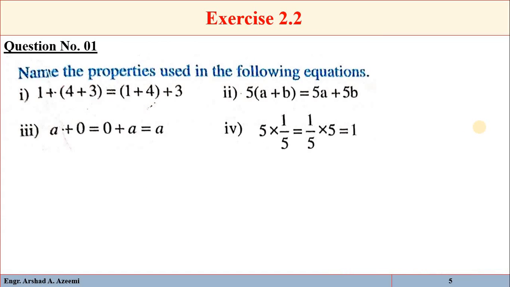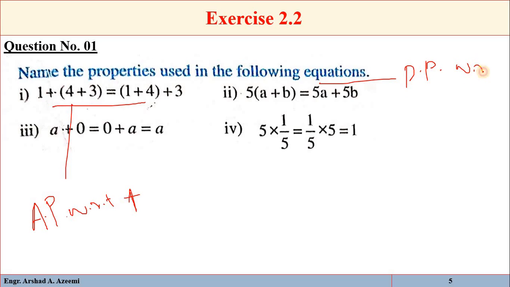Okay. Now let's come to the solution of exercise 2.2. Question number 1 is: name the property used in the following equations. The first one is the associative property with respect to addition. The second one is the distributive property with respect to multiplication over addition. As we have discussed the different properties of real numbers, this one is the distributive property with respect to multiplication over addition.